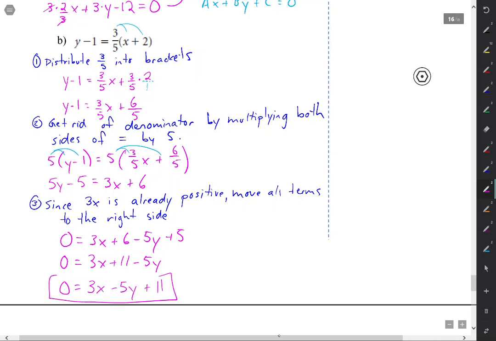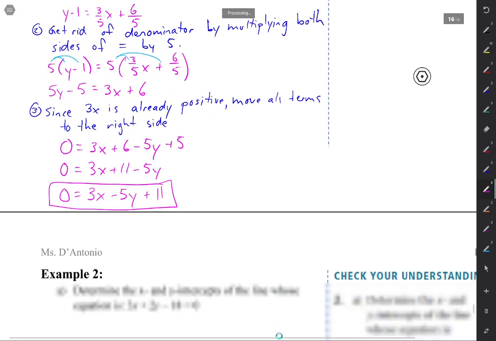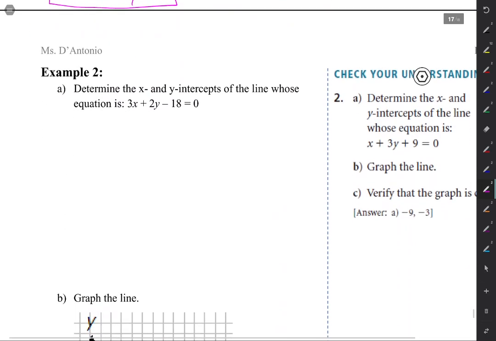And that there is our final answer. Now for the next question, they want us to determine the x and y intercepts of the line whose equation is 3x plus 2y minus 18 is equal to 0. So remember, the x and y intercepts are where the line touches the x-axis and the y-axis. So it's that coordinate point. So they want us to figure that out.